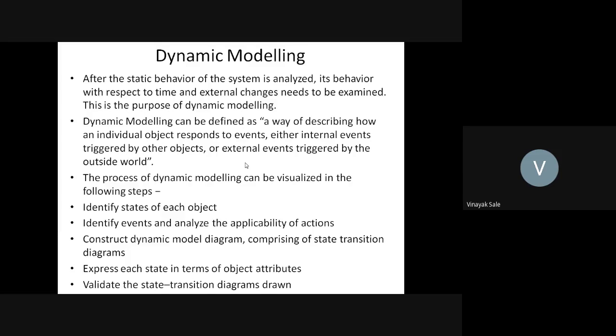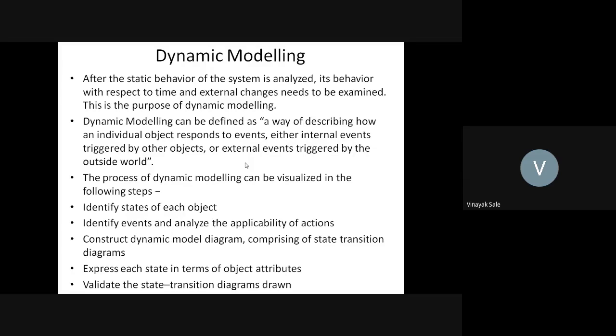Then what is a dynamic model? After the static behavior of the system is analyzed, its behavior with respect to time and external changes needs to be examined. This is the purpose of dynamic modeling. Dynamic modeling can be defined as the way of describing how individual objects respond to events, either internal events triggered by other objects or external events triggered by the outside world.